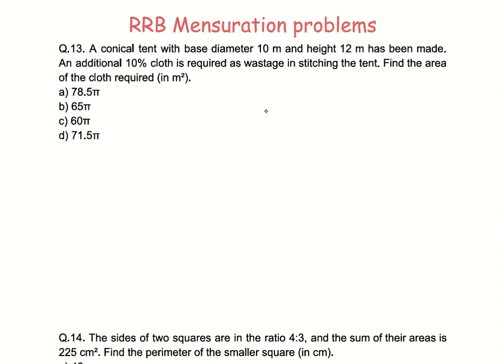A conical tent with a base diameter of 10 meters, so the radius is 5 meters, and a height of 12 meters, has been made with an additional 10% cloth required for wastage and stitching the tent. Find the area of cloth required. To cover with cloth, we need to find the curved surface area.